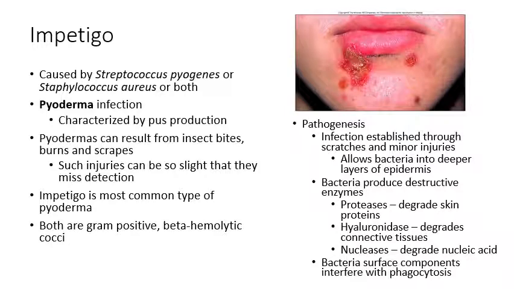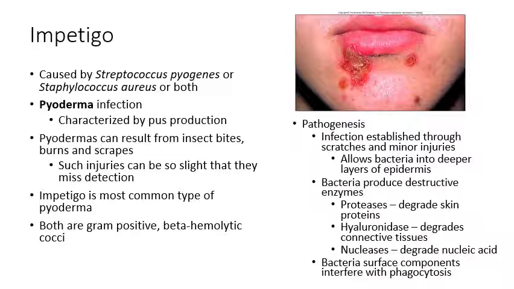Another common skin infection is impetigo. Impetigo can be caused by staph. It can also be caused by Streptococcus pyogenes. And so this is a pyoderma infection, which means that we get pus production here too. And so you can see in this image, we've got this kind of crusted over wound on the surface of the skin. And this can happen from a lot of different things.